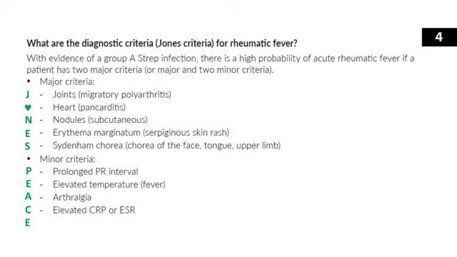So again, evidence of group A strep infection plus either two major criteria, which is the JONES mnemonic, or one major and two minor criteria, which is the PEACE mnemonic. But you should definitely know the major criteria.